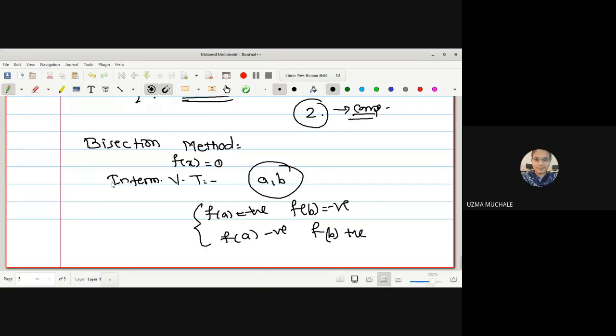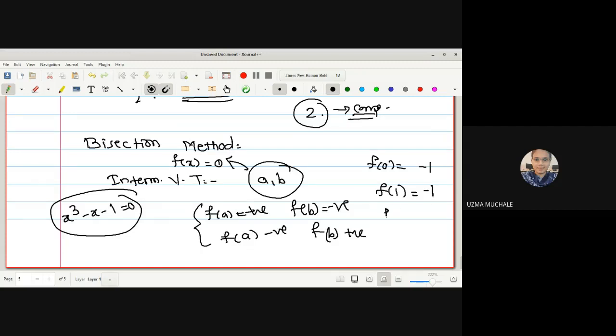What you have to do? First, apply the intermediate value theorem to find a and b for a function f of x. Suppose in the case of x cube minus x minus 1 that I have given you to solve, we'll choose the numbers. Say f of 0. What is f of 0? Minus 1. What is f of 1? What is f of 2? Five.